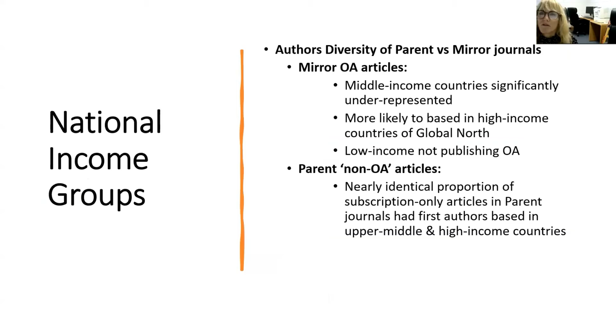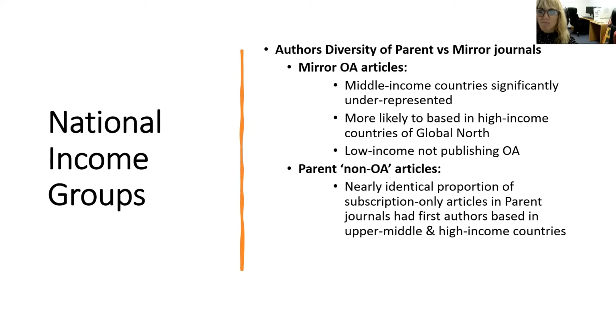So I more or less just said this, but when we looked at these mirror open access journals, so these are the ones charging the article processing fees, middle income countries were very much underrepresented, surprisingly. And most of the authors were likely to be based in the high income countries of the global north. And generally the low income categories of countries did not seem to be publishing OA, open access, at all.